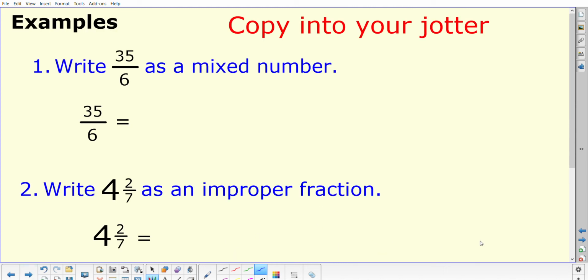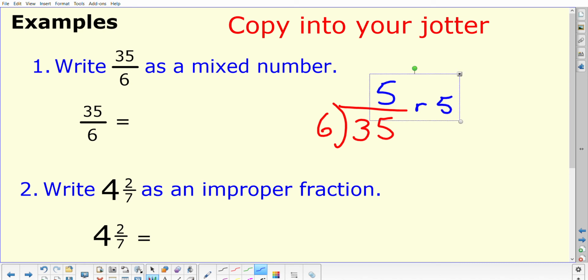If you were asked to write 35/6 as a mixed number, you should be saying, oh, I need to divide, so I'm going to do 6 into 35. When I do that, 6 goes into 35 5 times, and I get a remainder of 5. The first 5, that's my whole number. The remainder that I get is the top of the fraction, so it's going to be 5 and 5/6. So the whole number part here will tell you the whole number part of the mixed number.